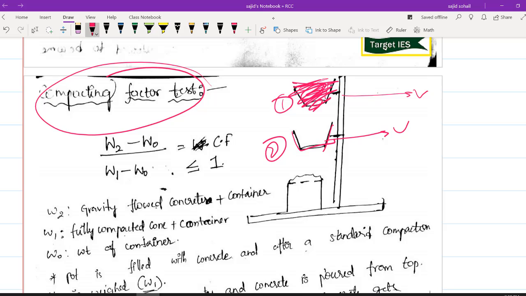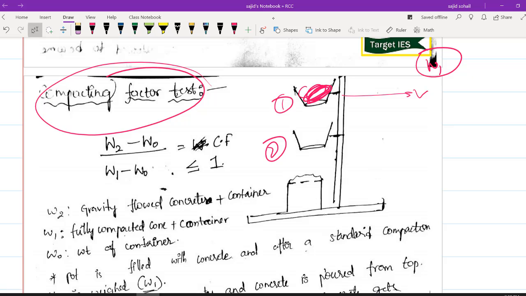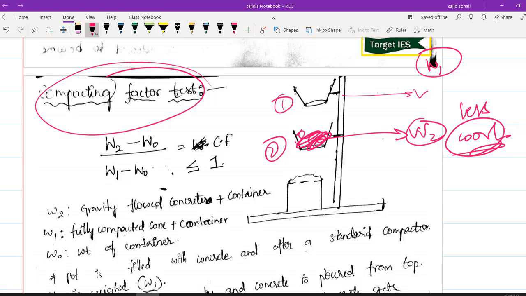Now what will happen, all the concrete which was filled here will be falling here. Let the weight of this be W1. If the concrete is workable, most of the concrete will go and fall here because it has easiness to move, so you will be getting more concrete here. But if the concrete is a little bit rigid, it doesn't have that much workability, so all concrete will not go and collect in this vessel, only some will be collected, so the weight collected will be less. That means less workable concrete.